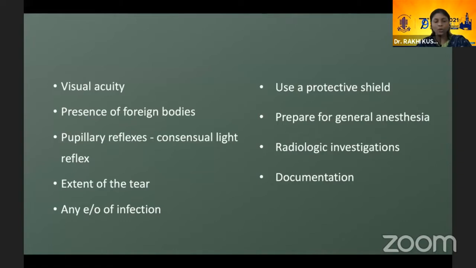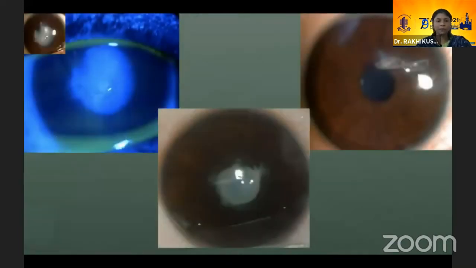We also look for any evidence of infection, to decide whether we need an intracameral injection or intravitreal injection during the surgery. These patients should be advised to use a protective shield to avoid any further damage to the eye, and we should always prepare a patient for general anesthesia along with the preparation for local anesthesia. And last but not least, radiological investigation in cases where we suspect any bony injury or any foreign body, then we should go for it, and documentation.